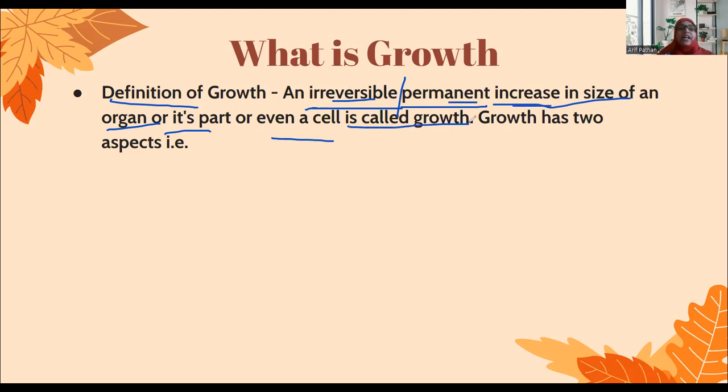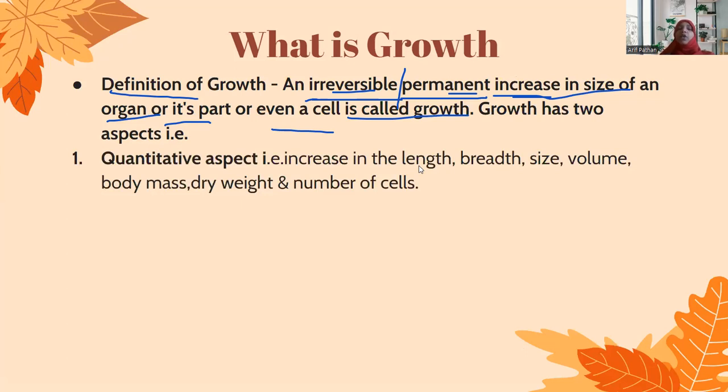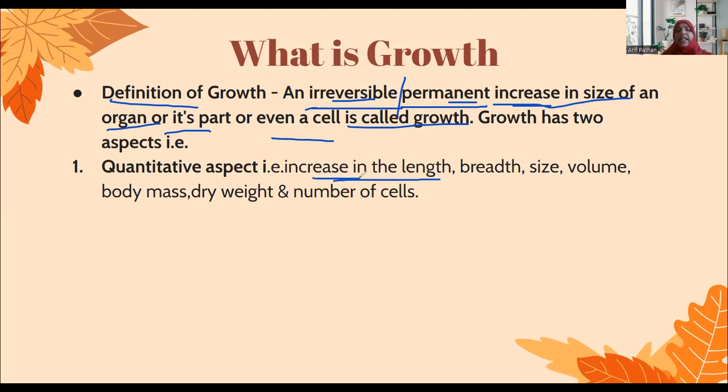So growth has how many aspects? It has two aspects. This is how we define growth. One is the quantitative aspect and one is the qualitative aspect. When you talk about the quantitative aspect, what do we mean by quantitative? That is where you can measure. For example, you can measure the increase in length, breadth, size, volume, mass, body mass, dry weight, and the total number of cells, from where it started till where it is at a particular time.